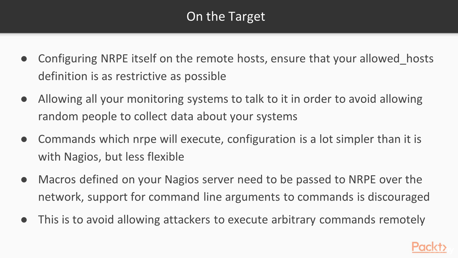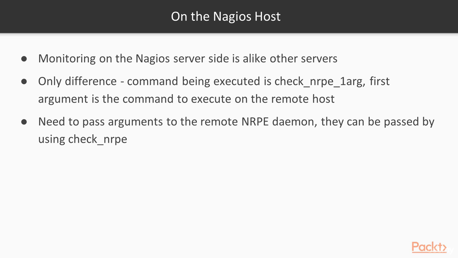When it comes to the commands which NRPE will execute, configuration is a lot simpler than it is with Nagios, but less flexible. Your service definition specifies the name of the command, check_raid, and the command which will be executed, including any arguments. Since any macros defined on your Nagios server would need to be passed to NRPE over the network, support for command line arguments to commands is discouraged. This is to avoid allowing attackers to execute arbitrary commands remotely. Instead, the commands will be configured in a manner that is either specific to the host or generic enough to have the desired behavior on any system on the Nagios host.